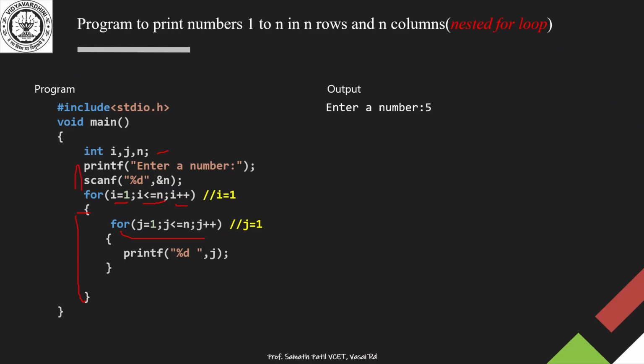j will be the variable that is used to move along the columns, and i will be the variable that is used to move along the rows. So now i is equal to 1, that is in the first row, I want to print 1. That will be printed by printf %d j. So the value of j is 1, so it will print 1.